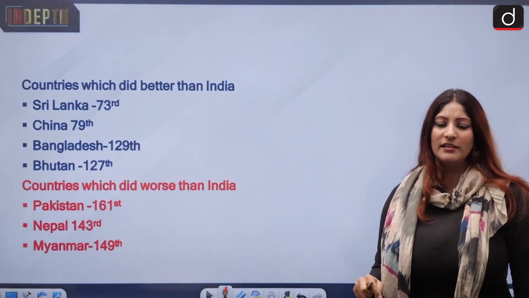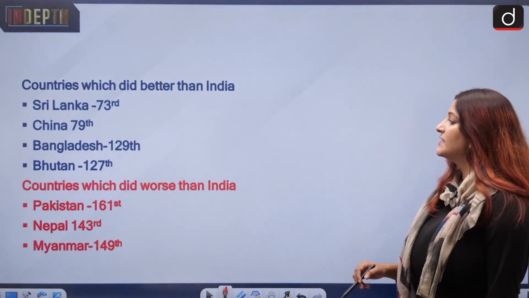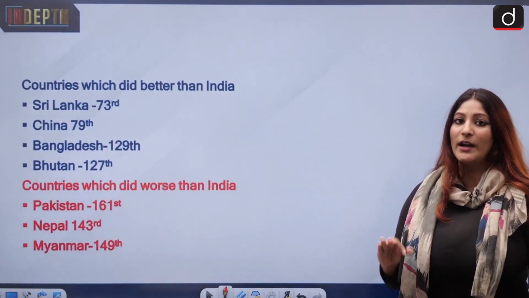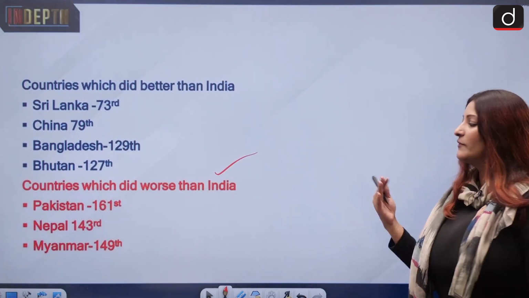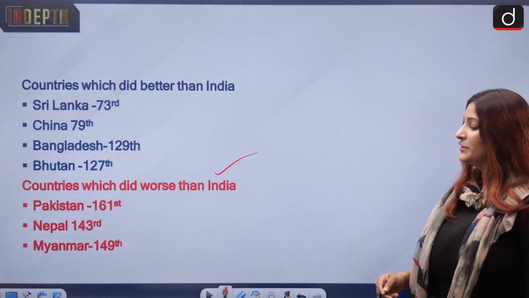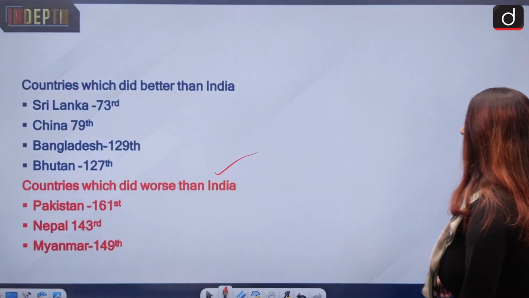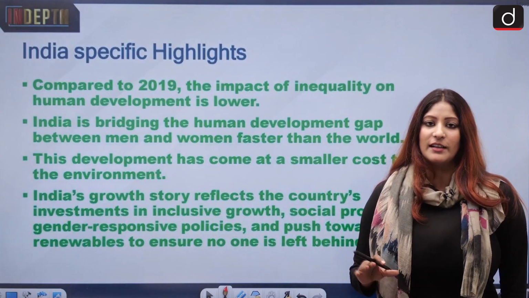Countries which have done better than India, let us see them. Sri Lanka is at 73rd position. China is 79th. Bangladesh 129th position and Bhutan 127th. Countries which have done worse than India: Pakistan at 161, Nepal at 143 and Myanmar at 149, which is one of the worst. Now there are certain green pointers that we can take, the positive ones.